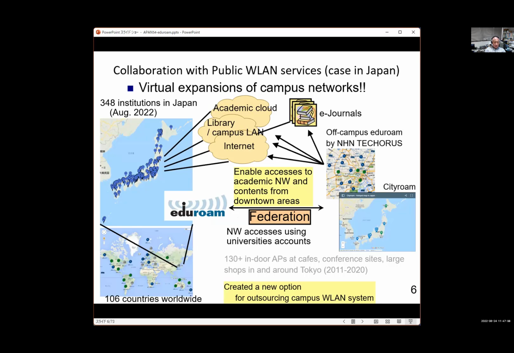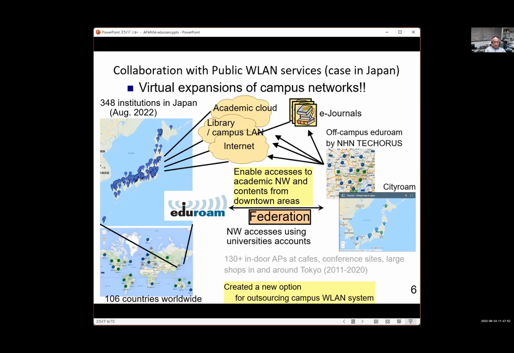So this slide shows how we developed Eduroam in Japan. Eduroam is originally for research and education communities, and basically the Eduroam access points are on campus, but we wanted to use Eduroam outside the campus as well. So we wanted to make the world a virtual campus. So we deployed some off-campus Eduroam access points. And this has a long history. We began this around 2011.